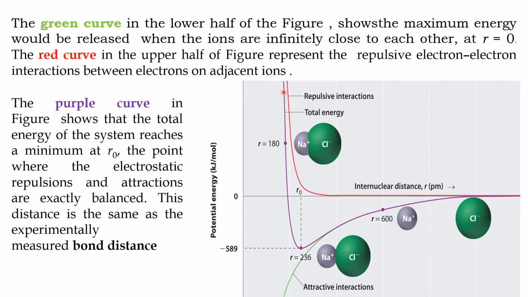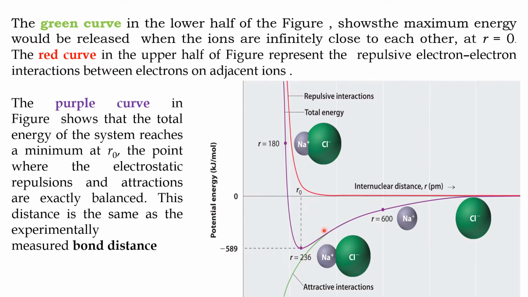Then we have a purple curve. And this purple curve is the intermediate of these two green and red curves. And it shows the total energy of the system reaches a minimum. See here, a minimum at a distance r0.